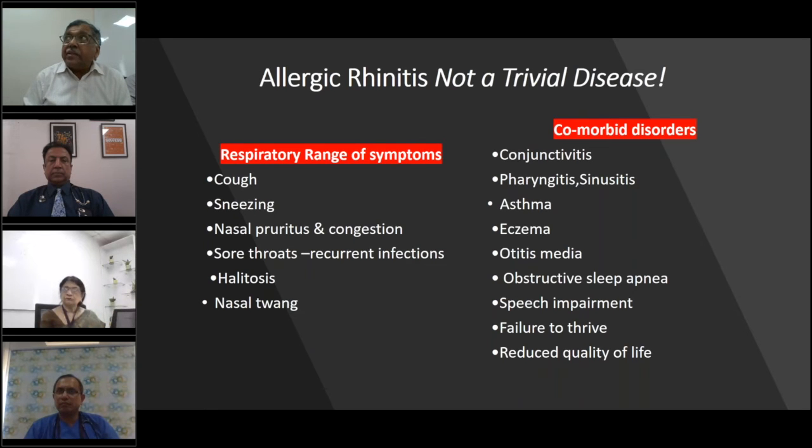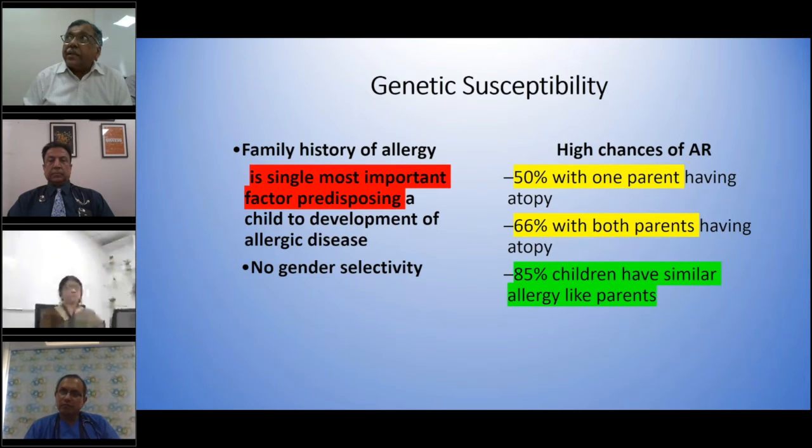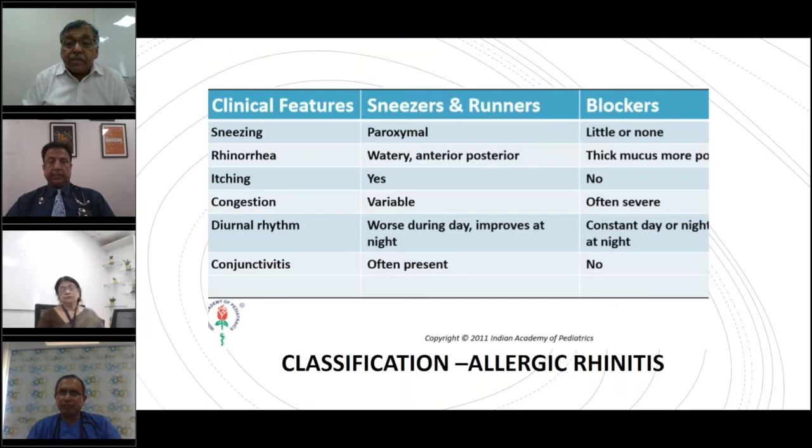Genetics, especially family history, is the single most important factor predisposing a child to the development of allergies. There is no specific gender selectivity. The chance of allergic rhinitis is high: 50% if one parent has atopy, and 66% if both have it.